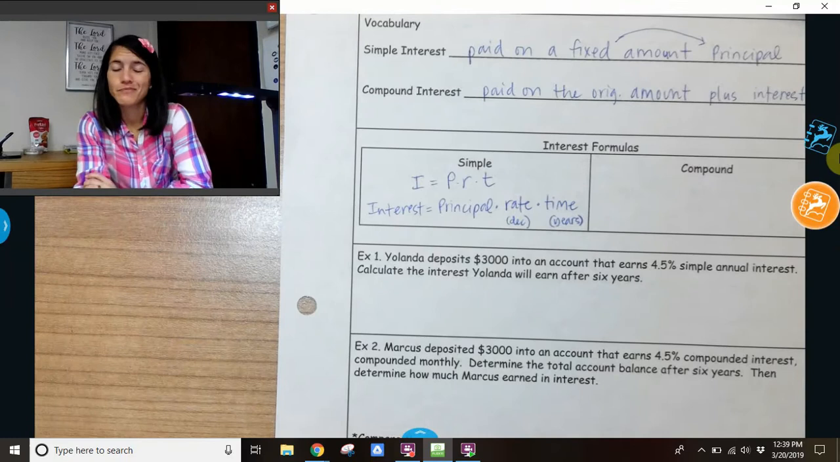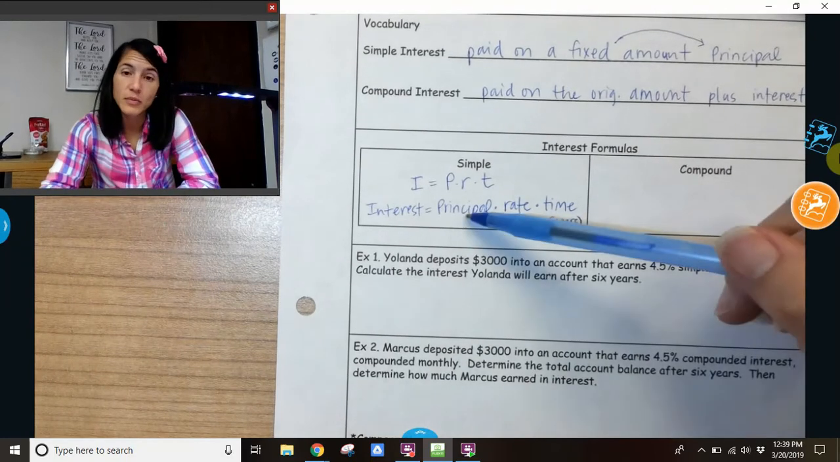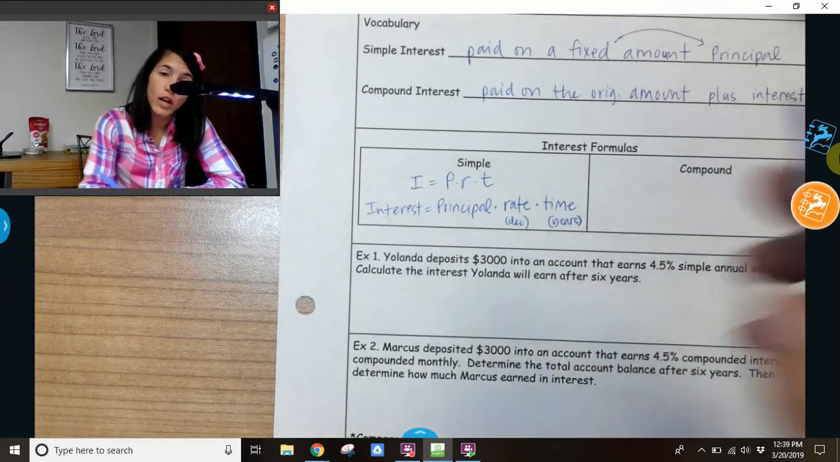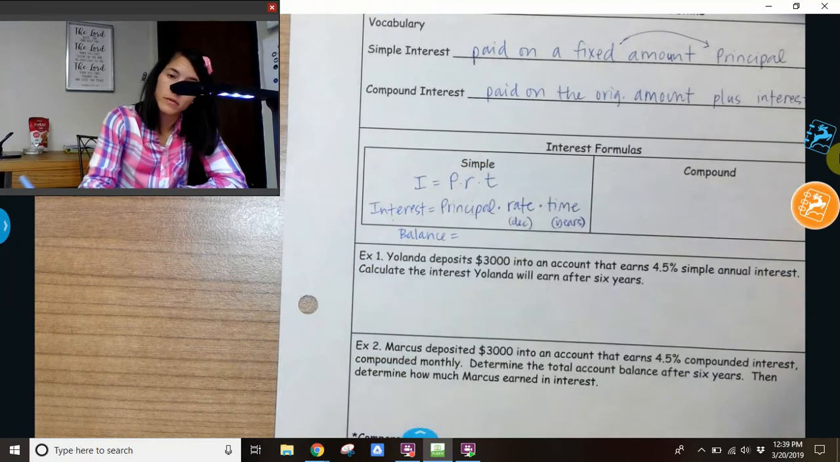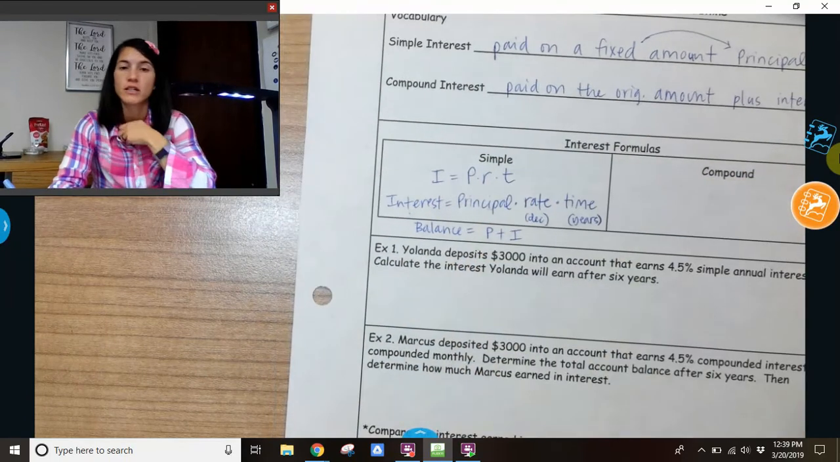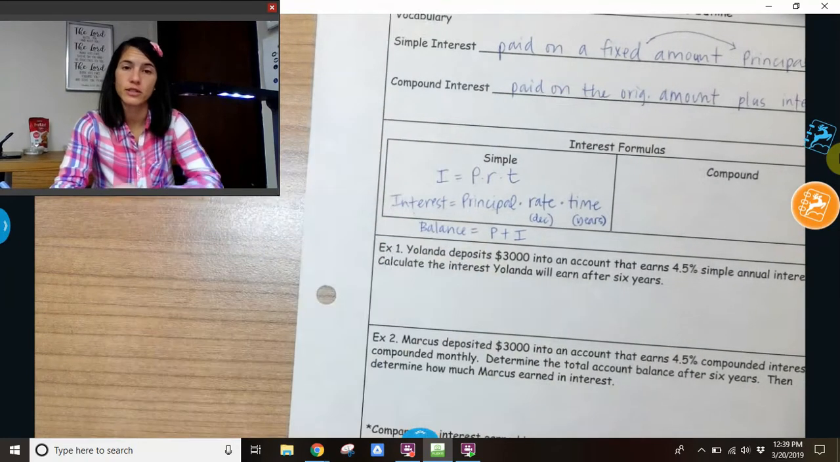So not decades and not months, but years. You multiply principal times rate times time, and that's going to give you your interest. Now, if you want your balance, which means your total, you would have to add your principal plus your interest. Your principal plus your interest will give you your balance for simple interest.